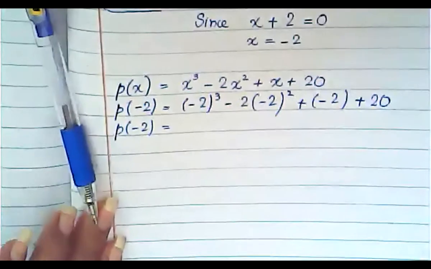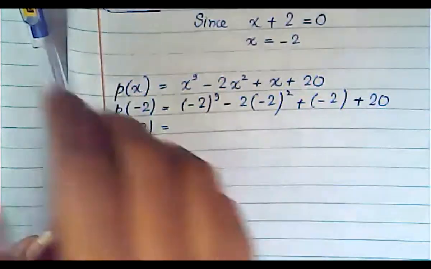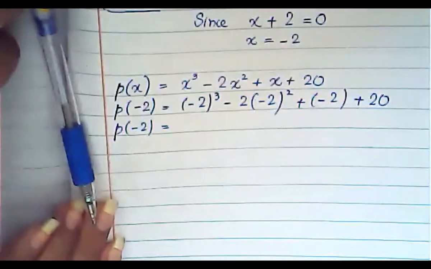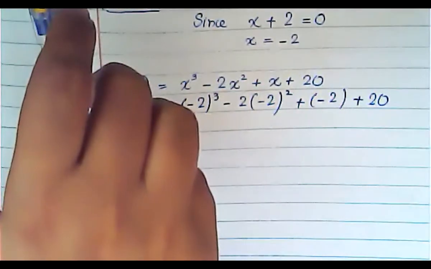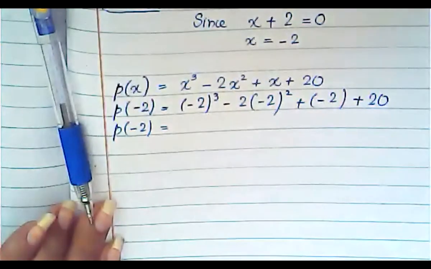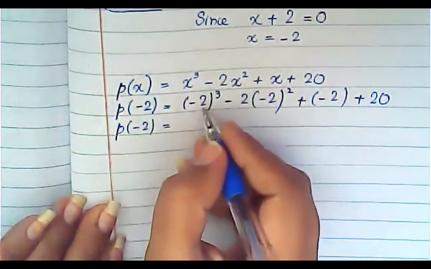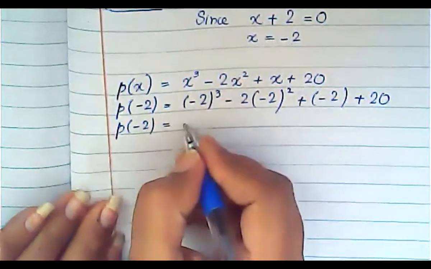now this cube of 2 will be what? Cube of 2 will be what? Cube of 2 will be, yes, 2 multiplied by 2 is 4, 4 multiplied by 2 is 8.